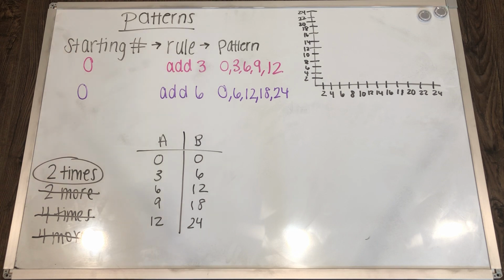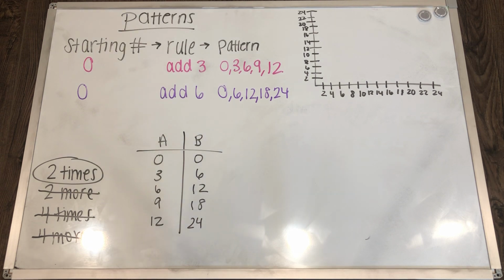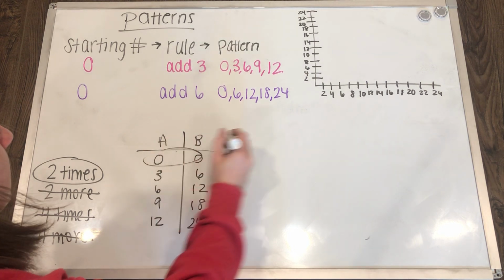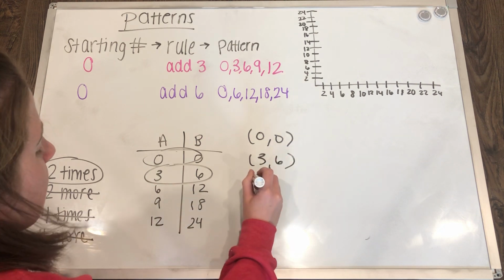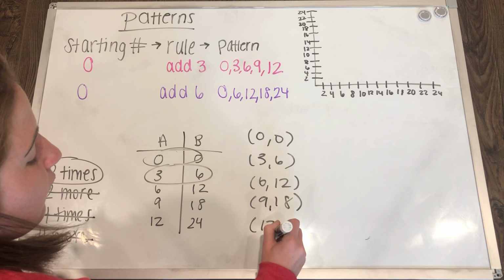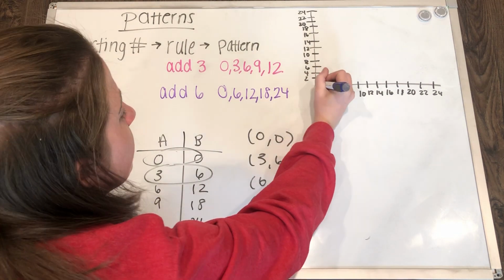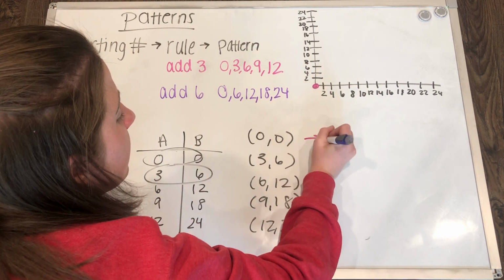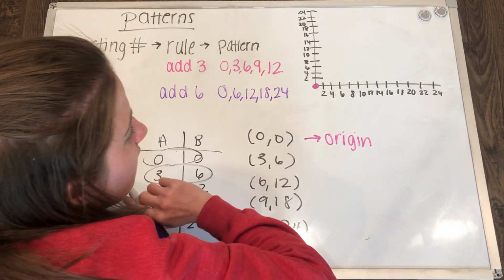Okay. So now what we're going to do is take our A and our B and make them into ordered pairs and graph them. So this is going to be 0, 0, 3, 6, 6, 12, 9, 18, and 12, 24. Let's see what we get when we graph them. So something to remember is that when we graph 0, 0, that's a very specific vocab term, and it's really important to remember. That's called the origin of the coordinate plane. So 0, 0 is our origin.